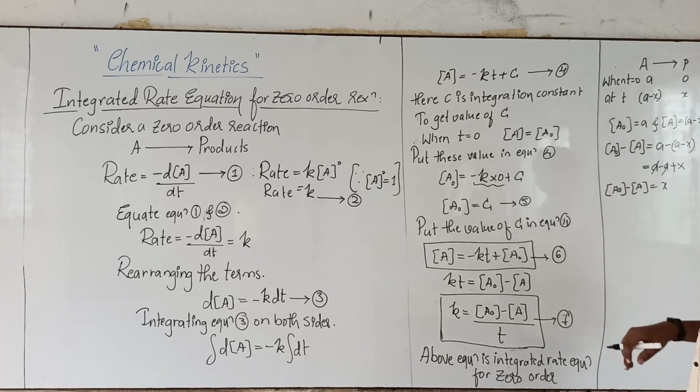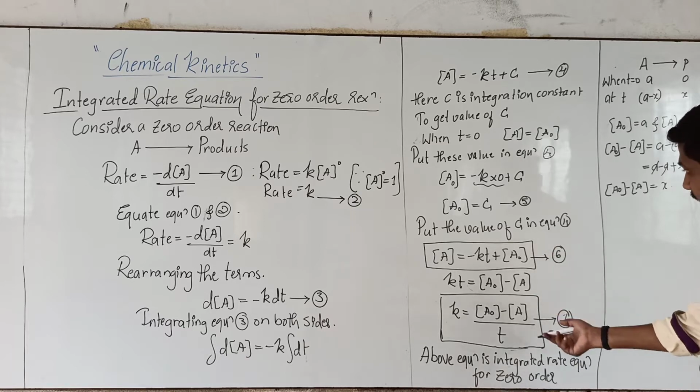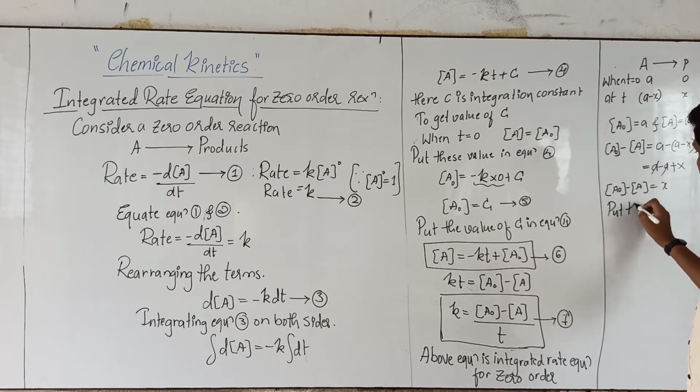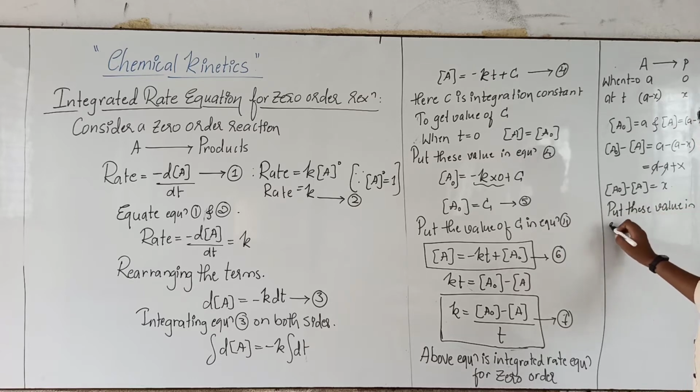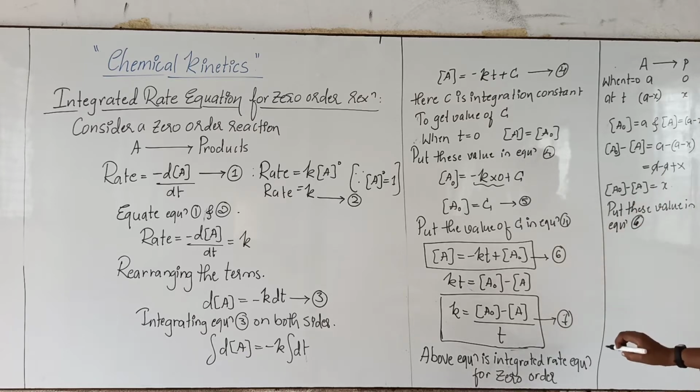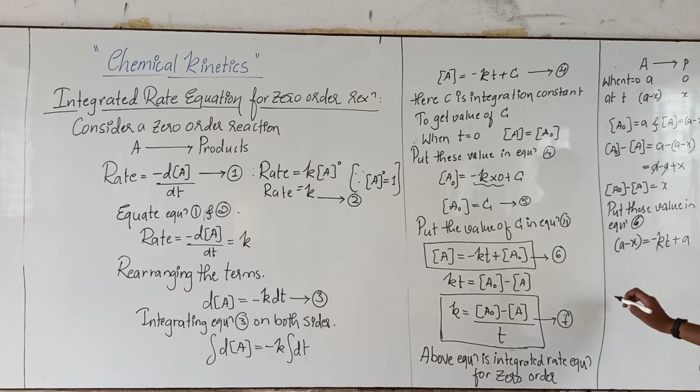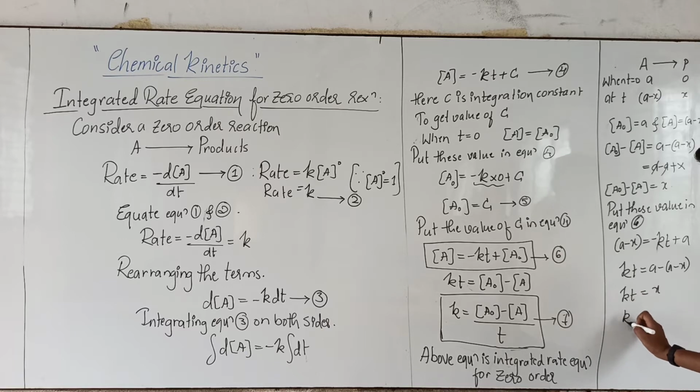Then these values only we have to substitute. So from equation 6, if we put these values, A means A minus X. So we get concentration of A minus X is equal to minus KT plus A. Again rearranging the terms, KT is equal to A minus of A minus X, so A gets cancelled, minus into minus becomes plus. So in short we can write it as K is equal to X upon T.